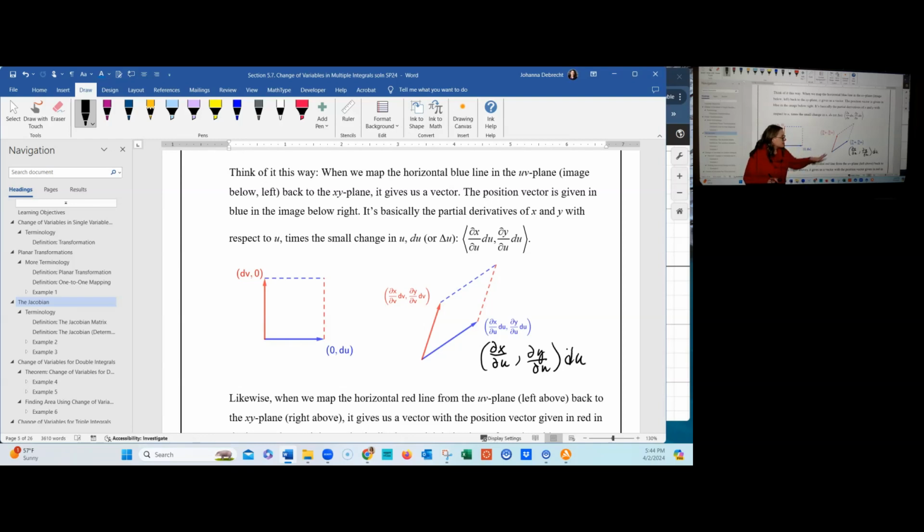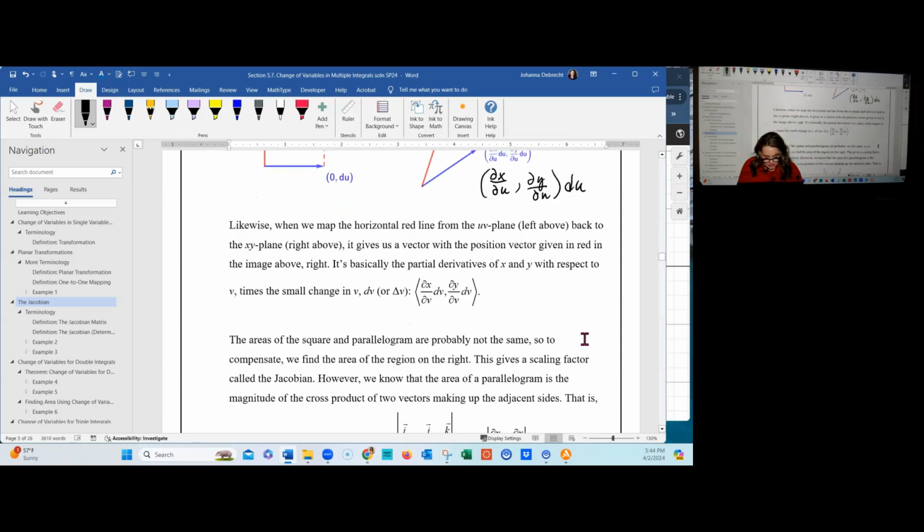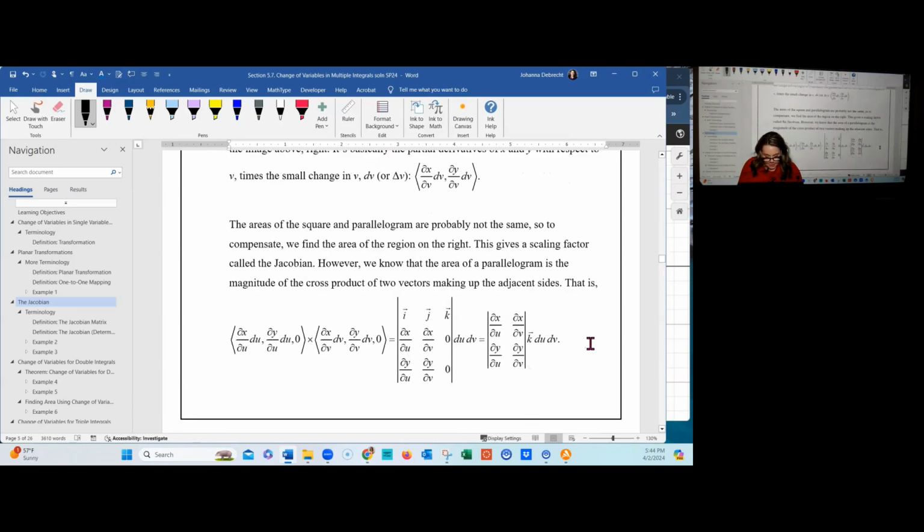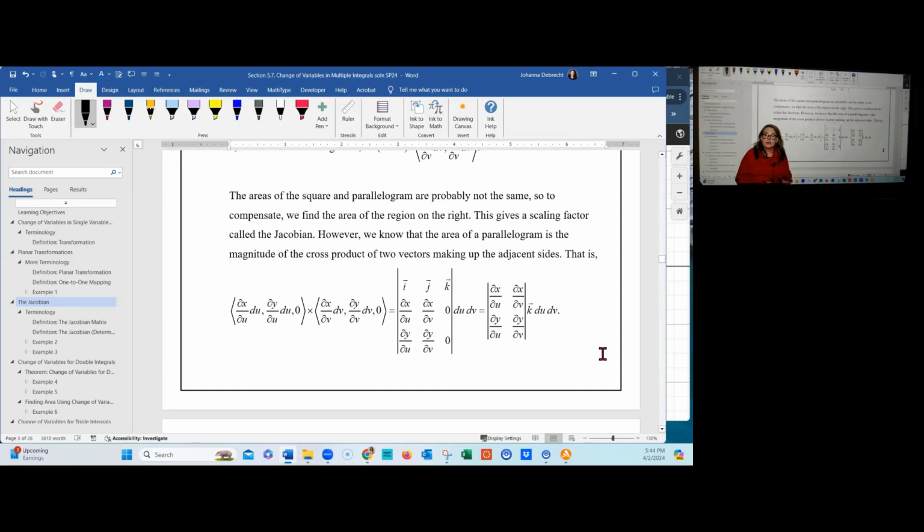So that we have this scaling factor on it to make them equivalent. And then we do the same thing for the vertical red line segment in the UV plane, which converts into a scaled value over here on this side. All right. So when we map these two, then we can come up with this parallelogram.